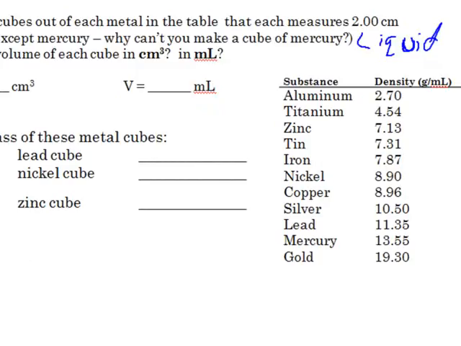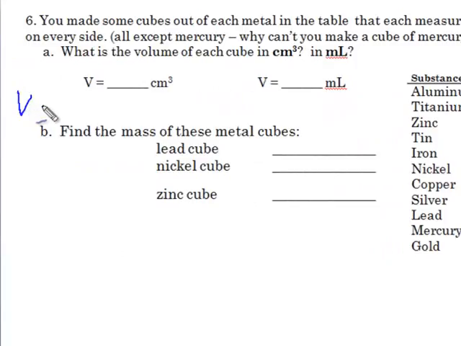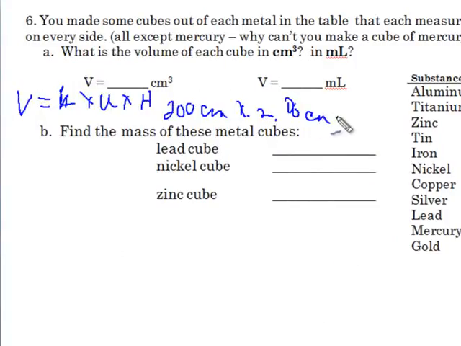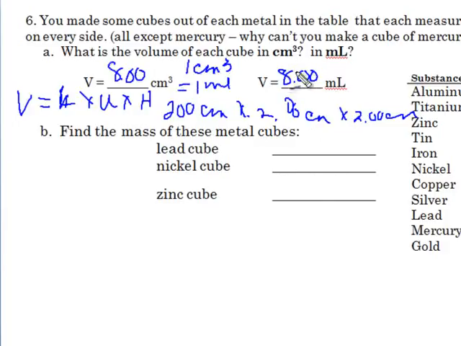Alright, so they all have 2 centimeter sides. If you remember from geometry, volume of a cube is going to be length times width times height. So for all of these, it's going to be 2.00 centimeters times 2.00 centimeters times 2.00 centimeters. I'm going to end up with centimeters cubed as my units. So it's 2 times 2 is 4 times 2 is 8, and I need 3 sig figs, 8.00 centimeters cubed. And we know that 1 centimeter cubed is equal to 1 milliliter. And you know that because I told you that, not because we have proven it in class.